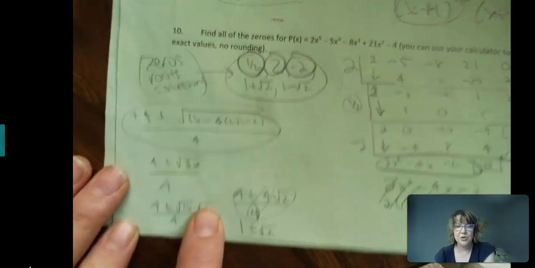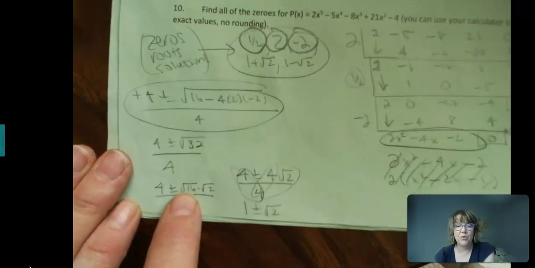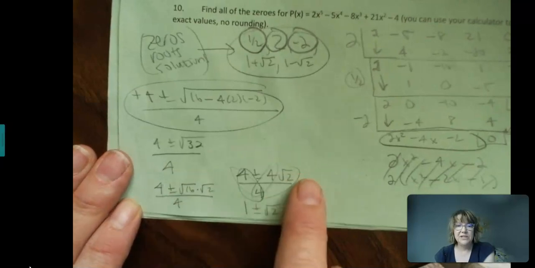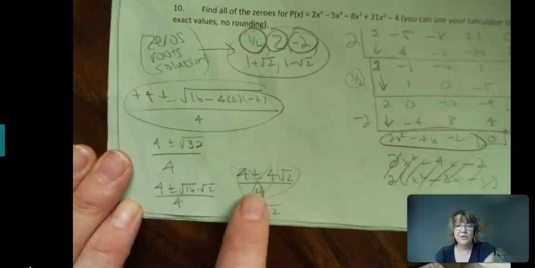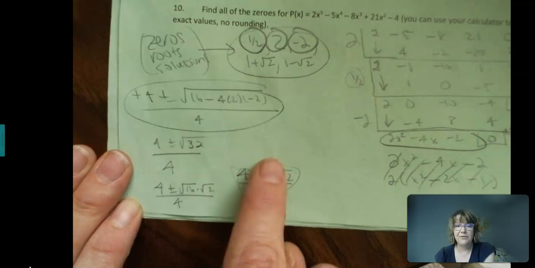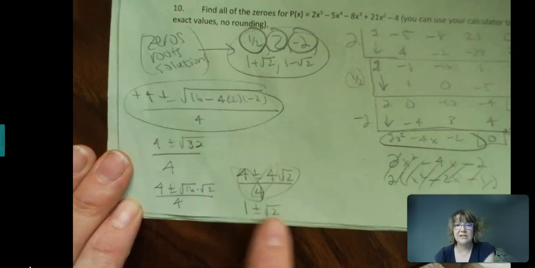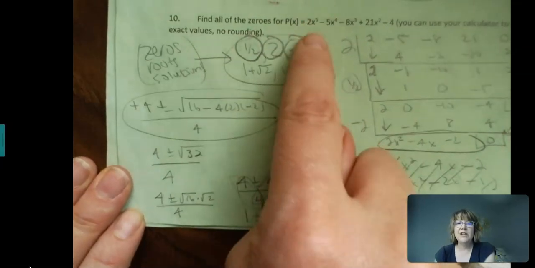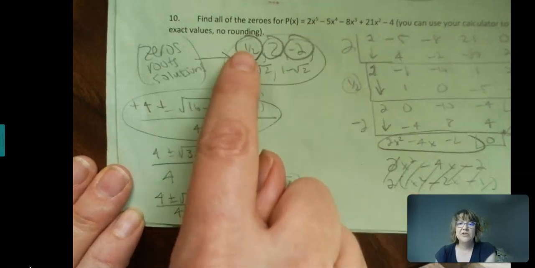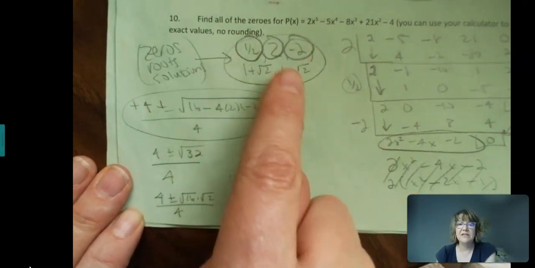16 has a square root, 2 doesn't. So you take the 4 out from that, and the 2 is stuck. And then because 4 goes into both of those, I can divide by 4, and I get 1 plus or minus square root of 2. So I want to find all my zeros, okay? So there's the 3 pretty ones, and then these are the 2 radicals.